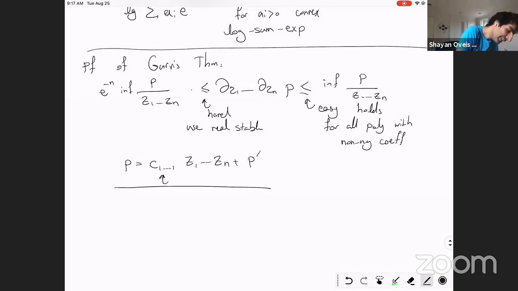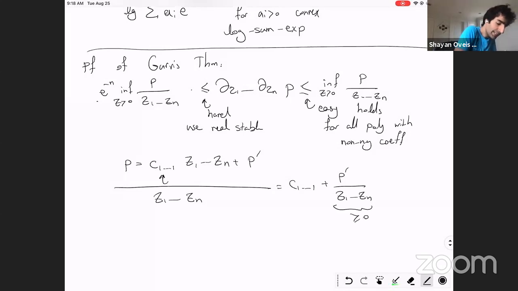Now, when you divide this by z1 up to zn, you get c1111, which is the quantity of my interest, plus P prime, the rest of P, over z1 up to zn. Because P has non-negative coefficients, so does P prime. I also assign non-negative values to these z's. The z's are positive. So this whole quantity is always non-negative for whatever value of z I plug in. This means it is always bigger than or equal to c1111, the coefficient of z1 up to zn in P.